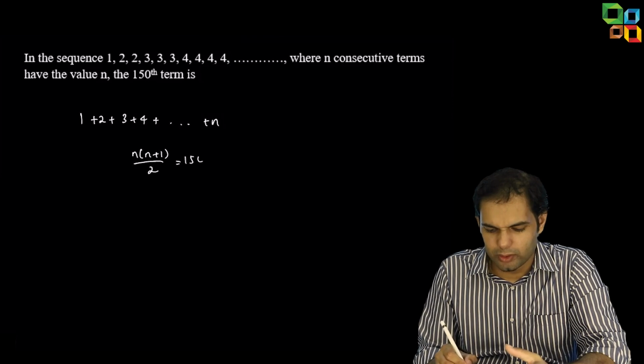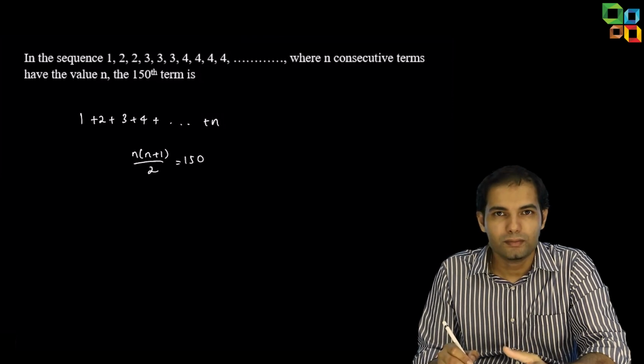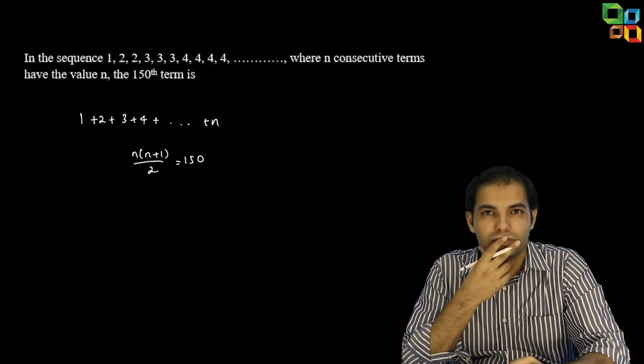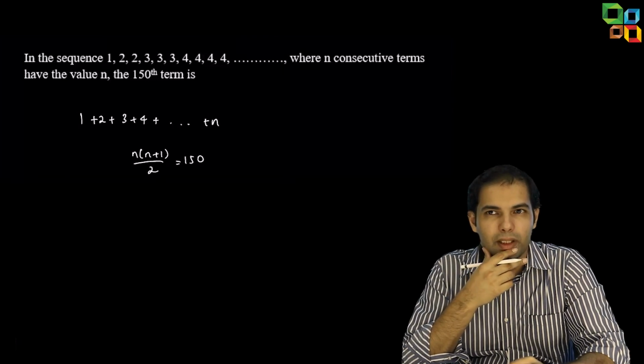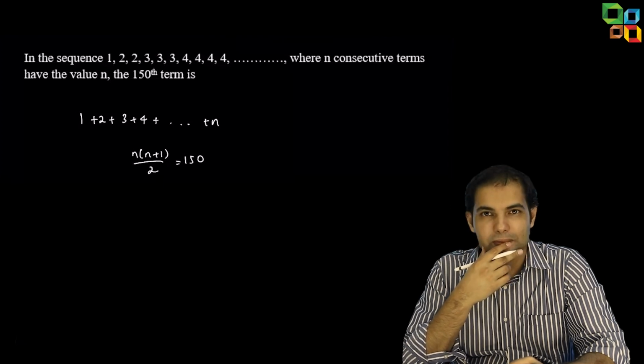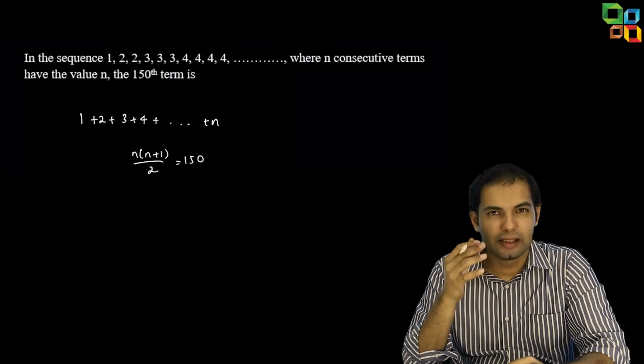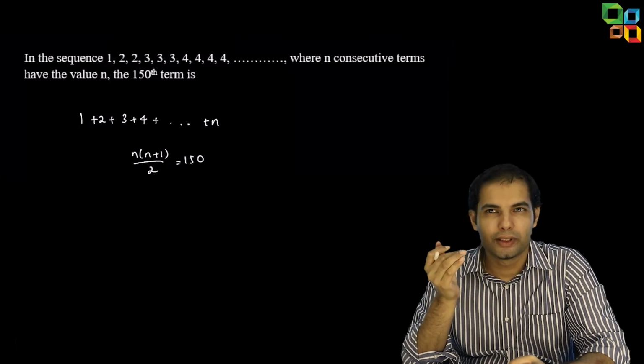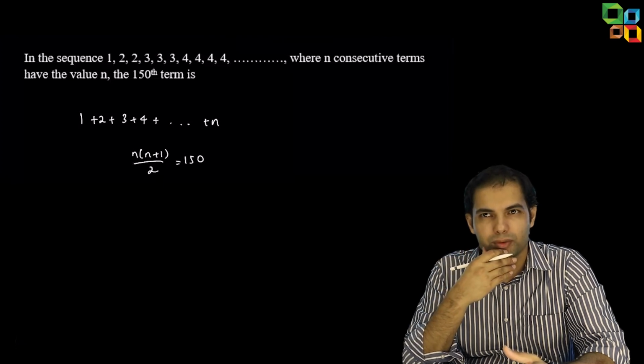Why should this be equal to 150? You may be right, but I just want to know why. Yeah, because we are finding the 150th term. Okay. So does this sum convey the same message? Does this sum tell you that the 150th term should be equal to n into n plus 1 by 2?